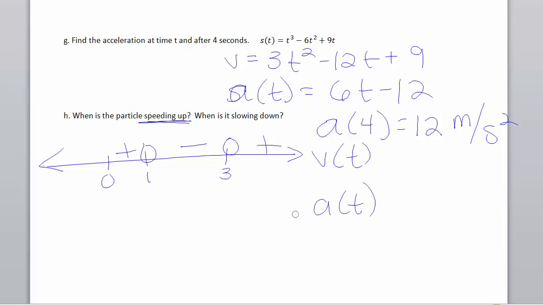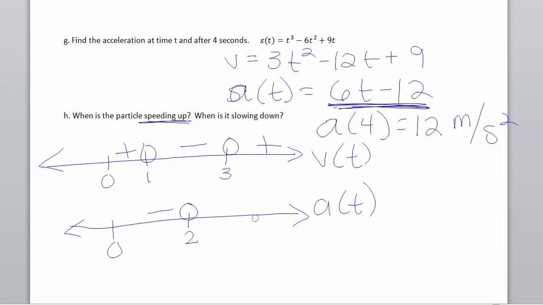Now I'm going to do the same thing for acceleration. I'm going to figure out when is acceleration positive and negative. Okay, so my acceleration is 0. Look at this. When would this be 0? When t is 2. So at 2, acceleration is 0. And numbers to the left of that are going to make acceleration negative. Numbers to the right of that are going to make acceleration positive. Okay, so now I have to compare these two. When are they both the same sign?